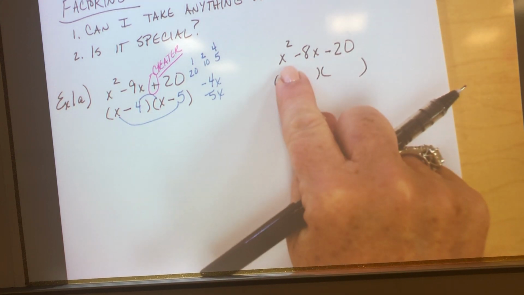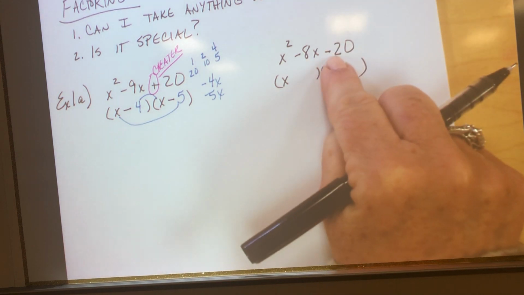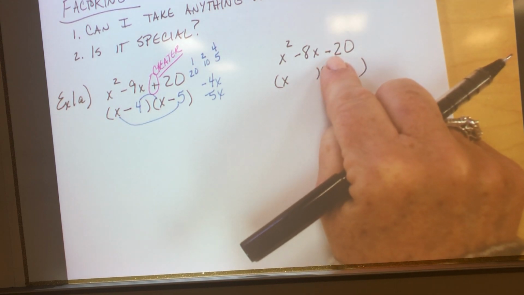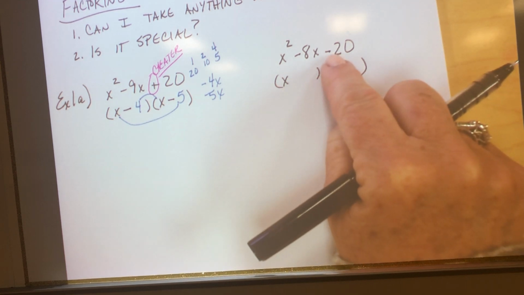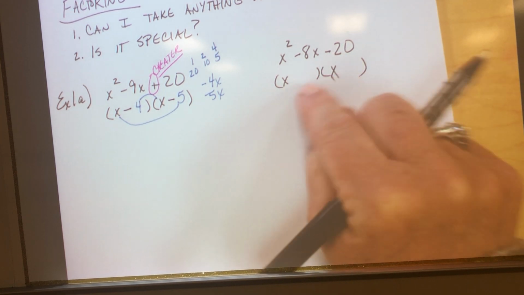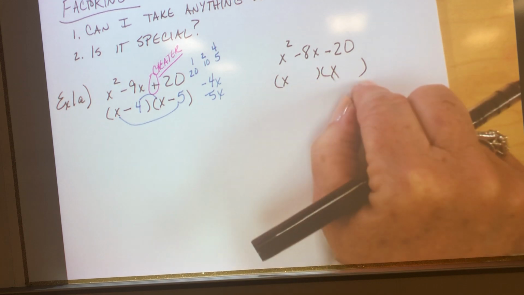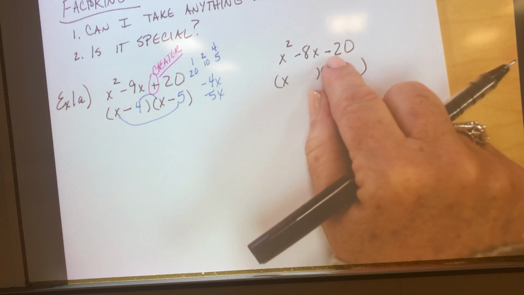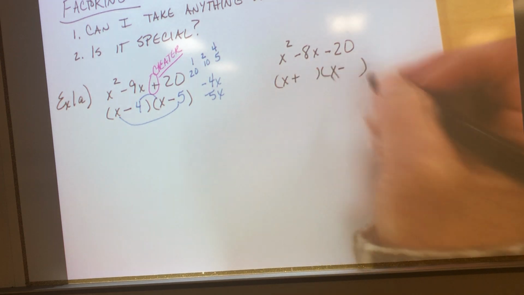What does x squared factor into? X and x. This time, I have a minus sign at the end. Now guys, listen, if you're going to multiply last times last and you're going to get a negative number, what do these two signs have to be? Different. One has to be a plus and one has to be a minus. When you multiply 2 numbers and their answer is negative, the signs have to be unlike. So we're going to go plus and minus.